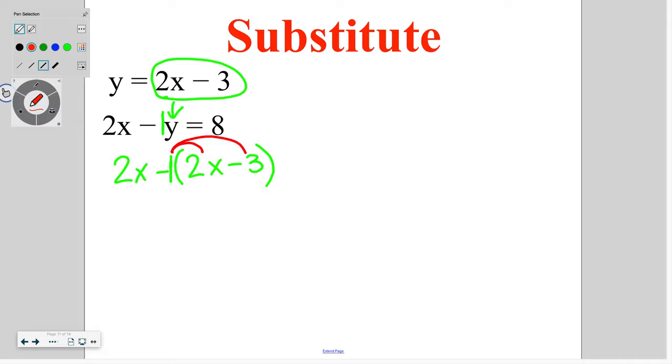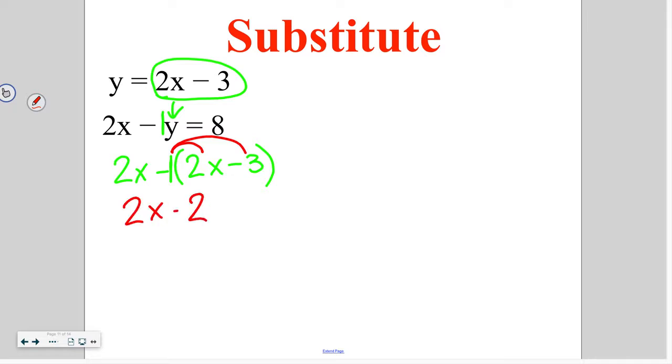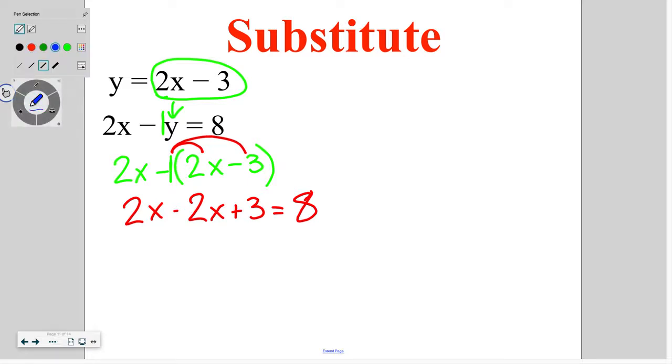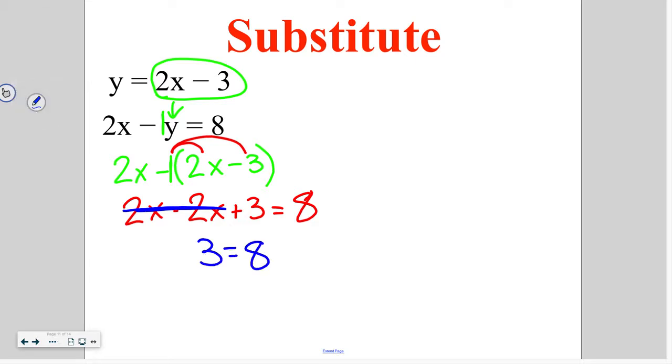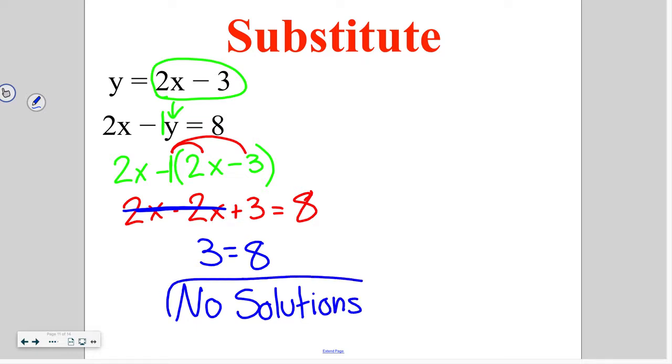Be very careful when you've got subtraction in the second equation that you are distributing that negative to both pieces. So we got 2x minus 2x plus 3 is equal to 8. When I combine my variables, I get 2x minus 2x, which gives me no x's. So my x's are going to go ahead and cross out, leaving me with an answer of 3 is equal to 8. We all know that's not possible, so this is an example of what no solutions would look like with a substitution problem. So you end up with two answers that are not equal to each other.